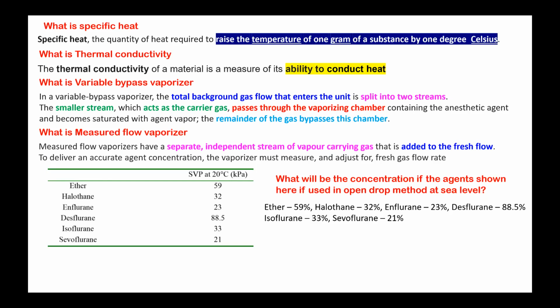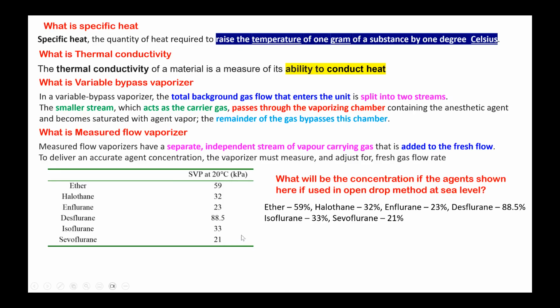Can you explain that formula again, sir? SVP, saturated vapor pressure, divided by atmospheric pressure, multiplied by 100. Atmospheric pressure is 100. Saturated vapor pressure is 21. So 21 by 100 into 100. So the same number will become the percentage.